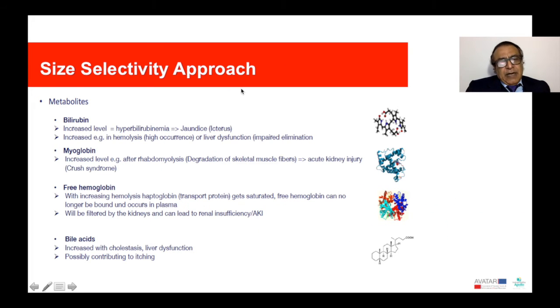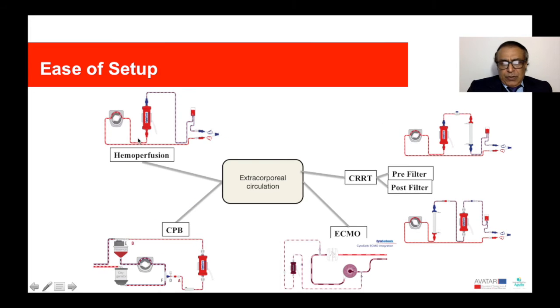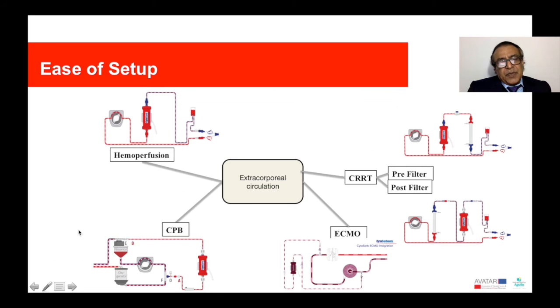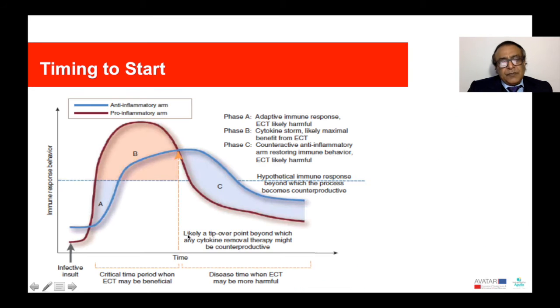And then certain other relevant materials which can produce some kind of tubular injury, like bilirubin, myoglobin, free hemoglobin, and bile salts, are also adsorbed by the column. Now, this is again what I just talked about, that you can set it up as a hemoperfusion, you can set it up as a CRRT, you can set it as a part of the ECMO process, you can set it as a part of CPB, that is coupled plasma filtration.